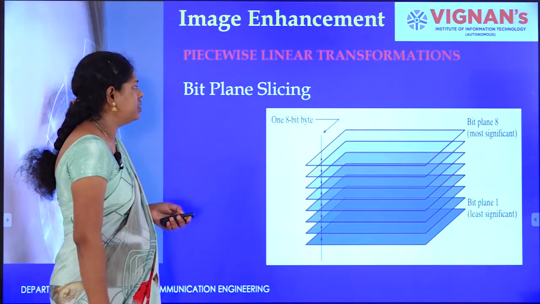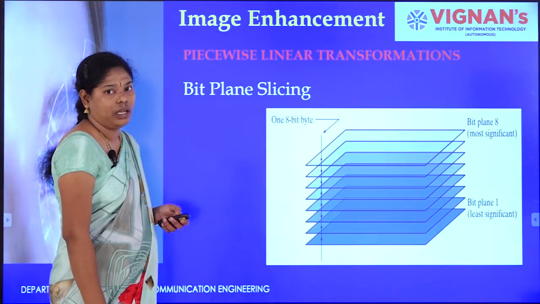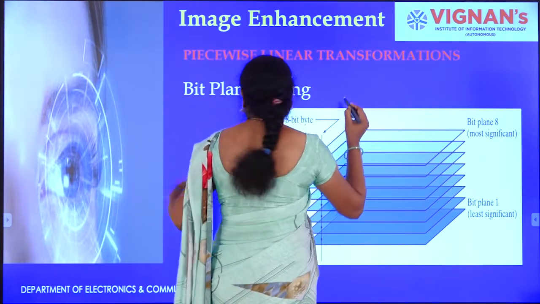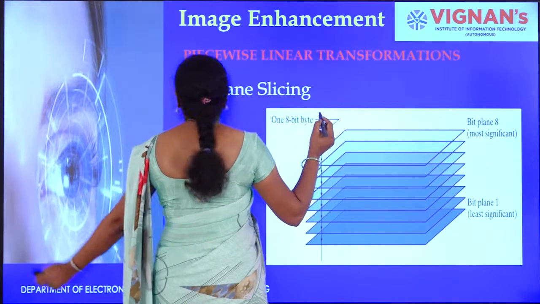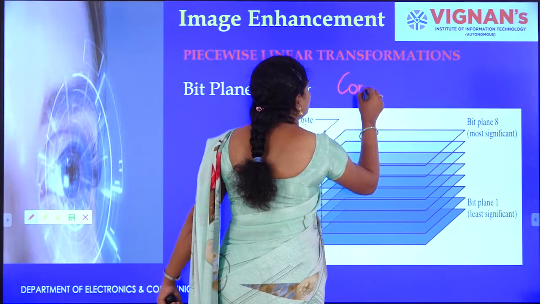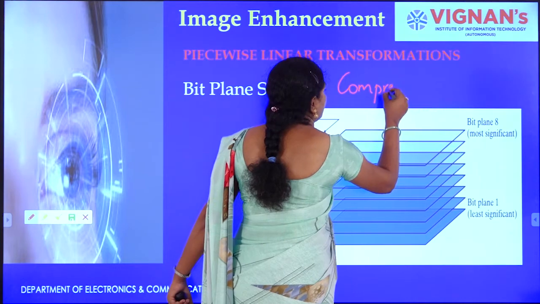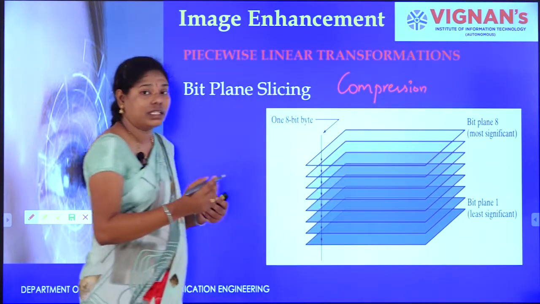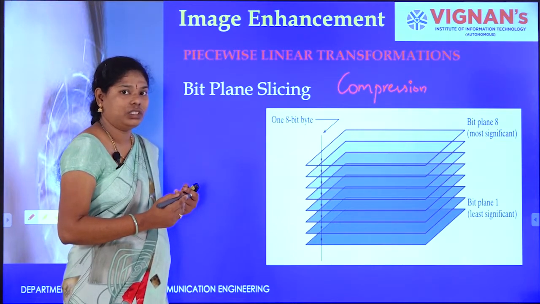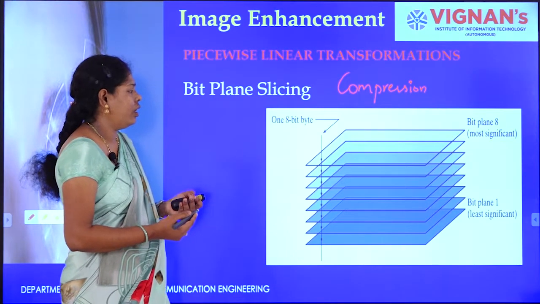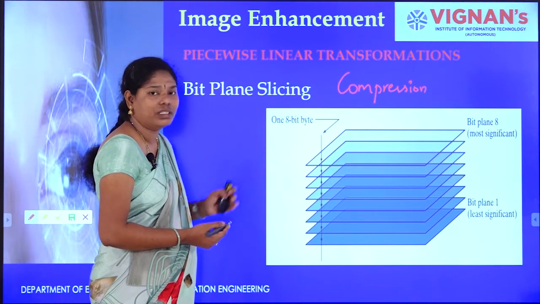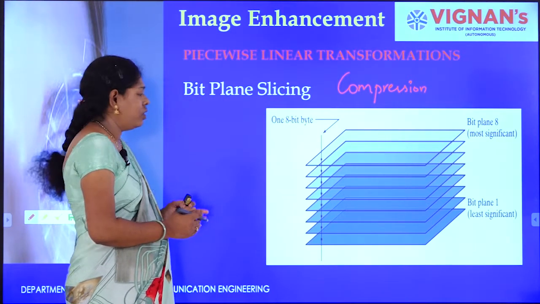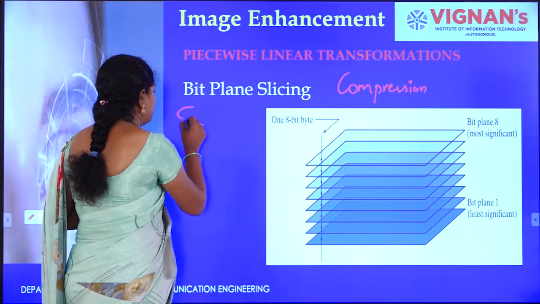The next method is bit plane slicing. Bit plane slicing is basically used in compression techniques. Compression is nothing but decreasing the size of the image or data. Here, you already know that the image is represented in terms of binary, in terms of bits. Let us say a grayscale image.